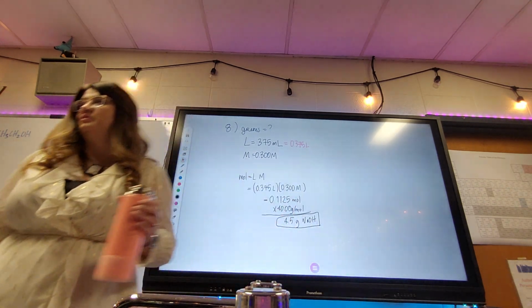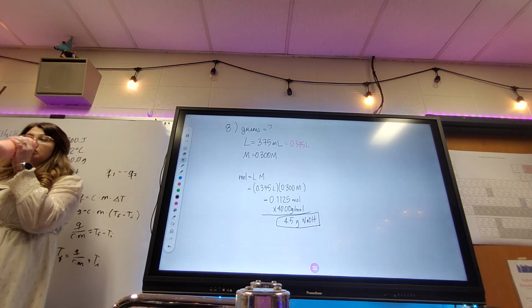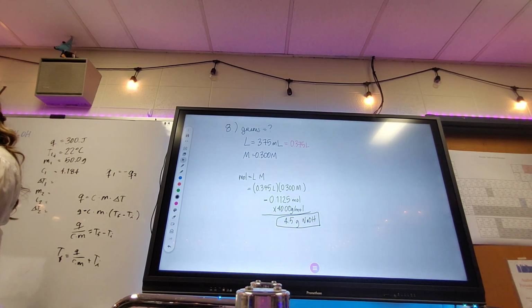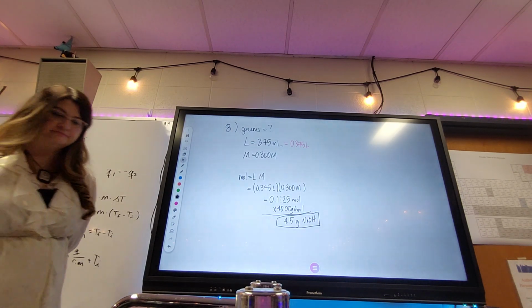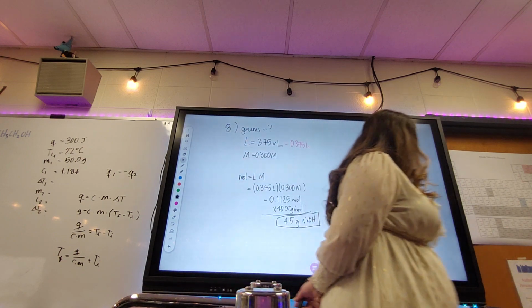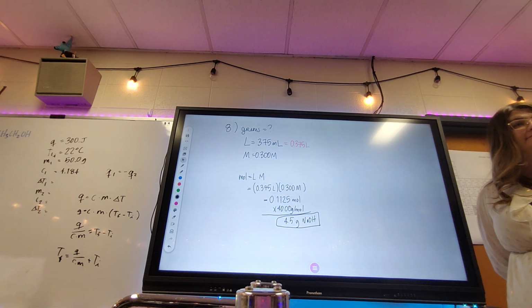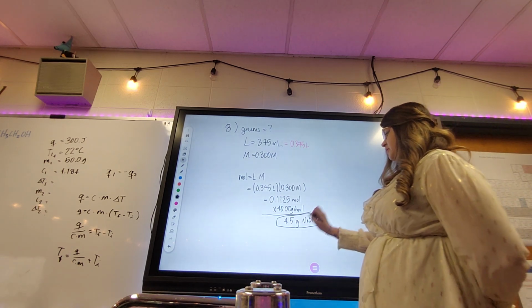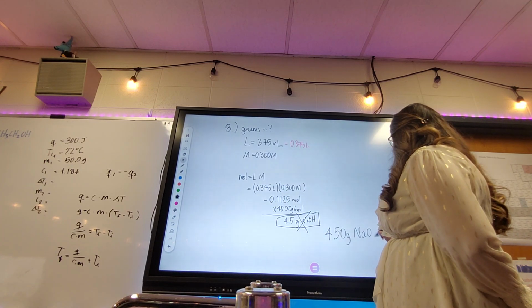There are two mistakes on the board, both of them significant figure related. Can anyone find the first mistake? Lainey? It should be at the end, 4.50, because you need three significant figures in this problem.